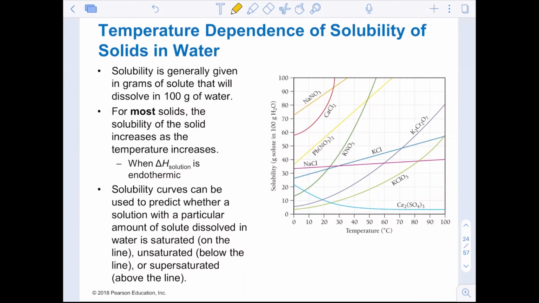The solubility curves that you see here with lots of beautiful colors can be used to predict whether a solution with a particular amount of solute dissolved is saturated or unsaturated, right? So the line tells you saturated. If you're above the line, you're supersaturated. If you're below the line, then you're unsaturated. These solubility charts you don't need to memorize. It's just, again, to be able to look at and navigate an X and Y plot.